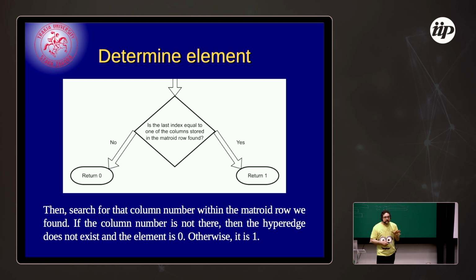So you may have noticed that in all of this, we haven't actually stored zeros and ones. We have stored other stuff, and we are inferring logically the presence or absence of a hyperedge, and therefore returning eventually 0 or 1.